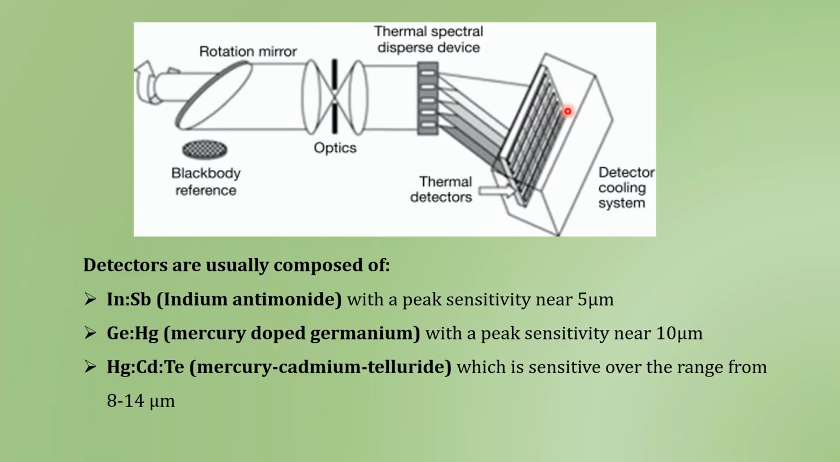These thermal detectors that are used in thermal remote sensing are usually composed of indium antimonide with a peak sensitivity near 5 micrometer, or mercury doped germanium with a peak sensitivity near 10 micrometer, or mercury cadmium telluride, which is sensitive over the range from 8 to 14 micrometer.